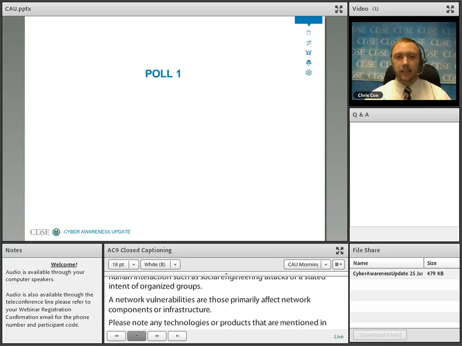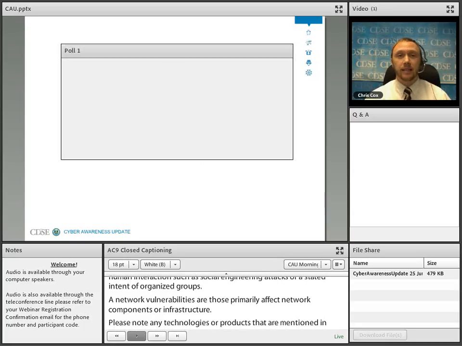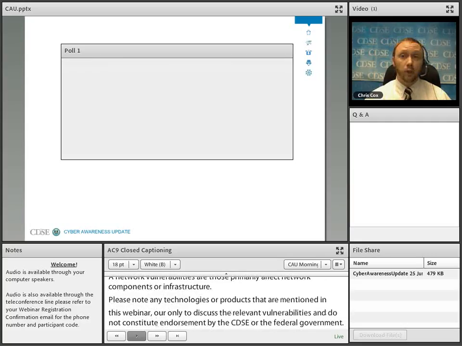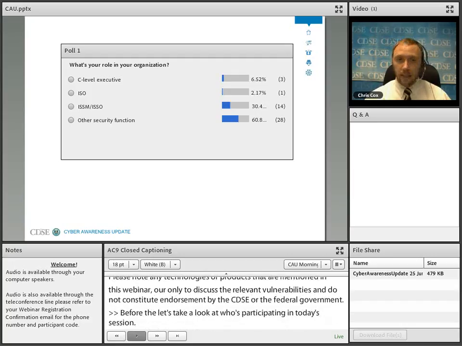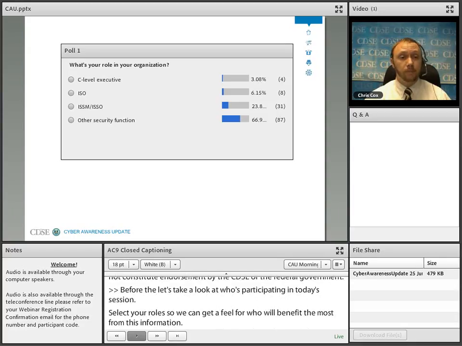Before we begin, let's take a look at who's participating in today's session. Go ahead and select your role in the organization so we can get a feel for who would benefit the most from this information and tailor to those roles. We don't want to get too far into the weeds, so we're not going to really get into technical implementation, but we also want to cover the aspects that would be of importance to you.